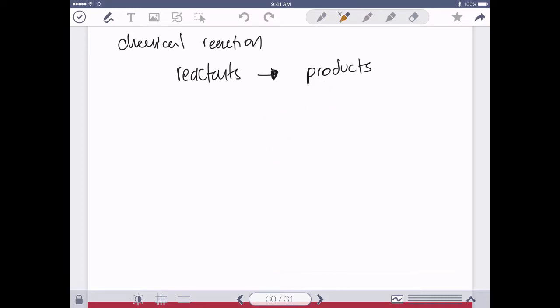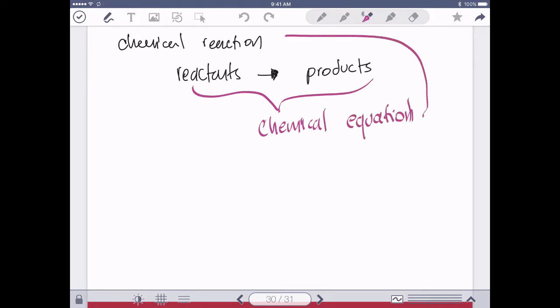Now, to this we call a chemical equation. So the chemical equation is a representation of a chemical reaction. For the purposes of this chapter, we're going to look a little deeper into what these chemical reactions are. We're going to focus mainly on combustion and also how many of these air pollutants are produced.